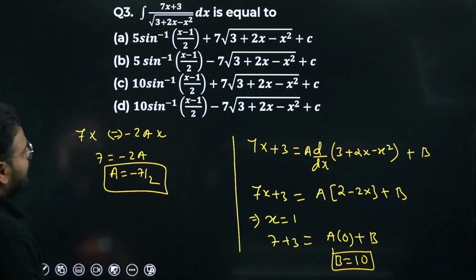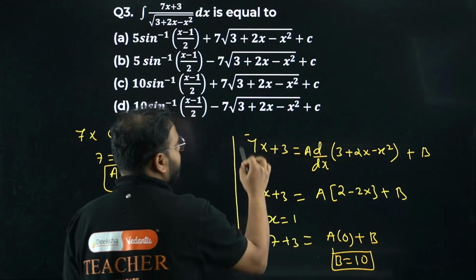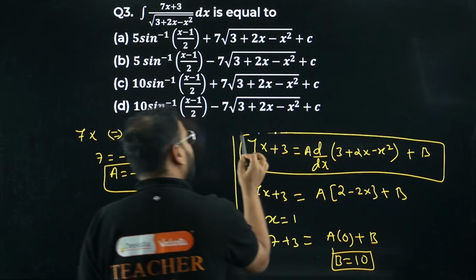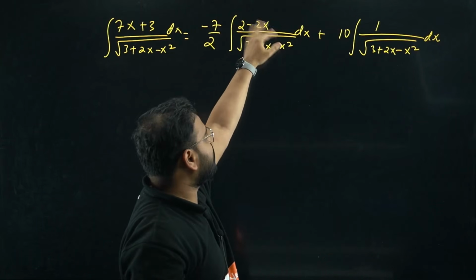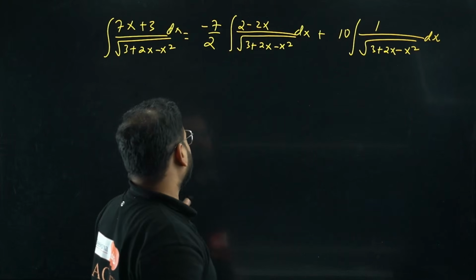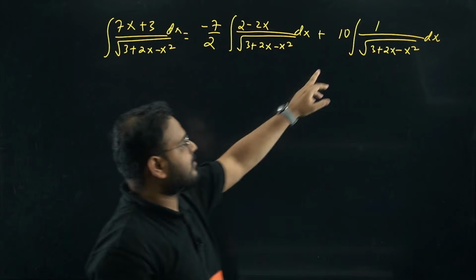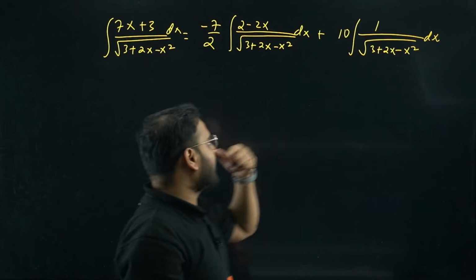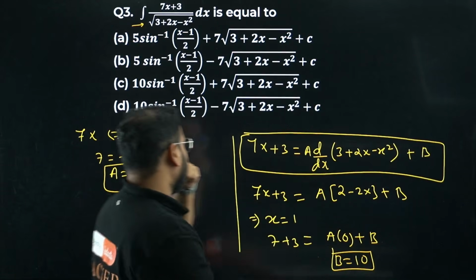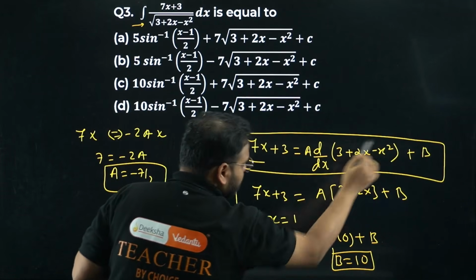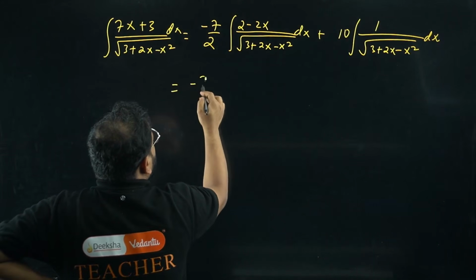Have a look. What I've done over here is very simple. I told you, write this form: I replace the numerator with a times d by dx, the differentiation of the whole thing, for the denominator, which will remain as it is. Over here only b is there, so plus b divided by the function. So this is the change for the numerator part. Replace the 7x plus 3 by this numerator. All right, now we'll continue from here. So I have minus 7 by 2.